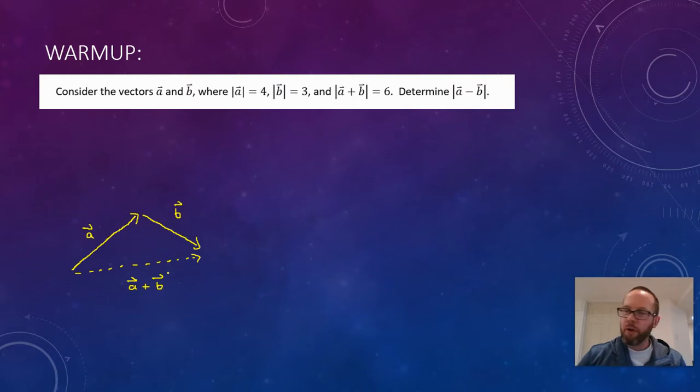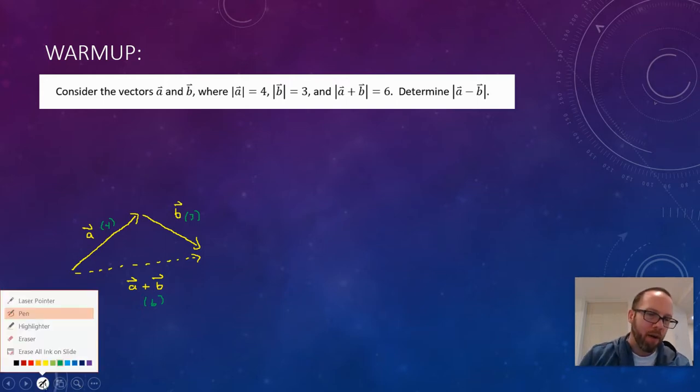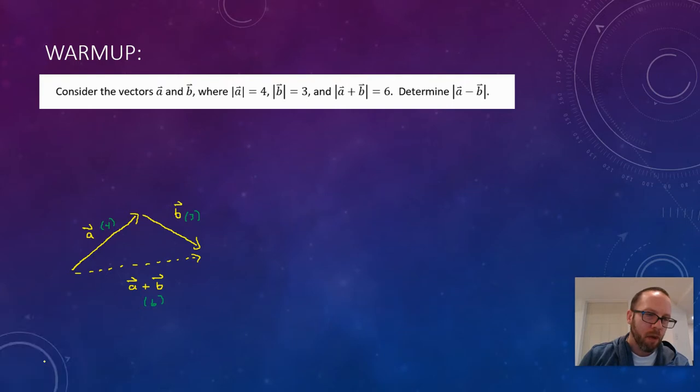And if we know all the sides in that triangle, which we do, 4, 3, 6, then we could use trigonometry and find all the angles and find out which directions those vectors are pointing in. And this will help us find A minus B. Just like the last problem, we can draw the vector A minus B. We've drawn A plus B. A minus B would actually look kind of similar.